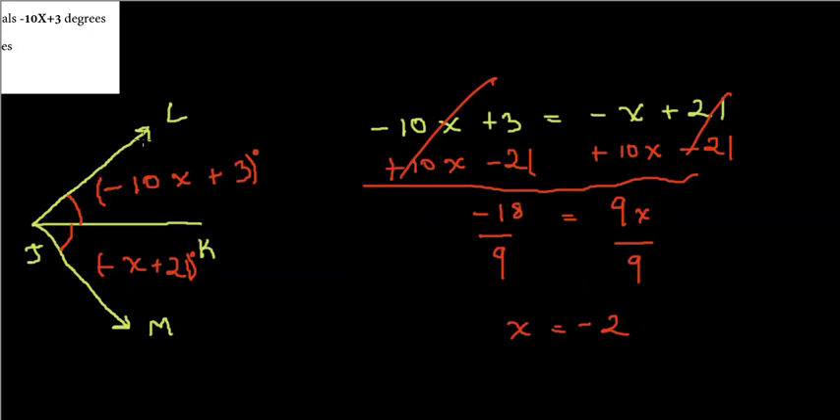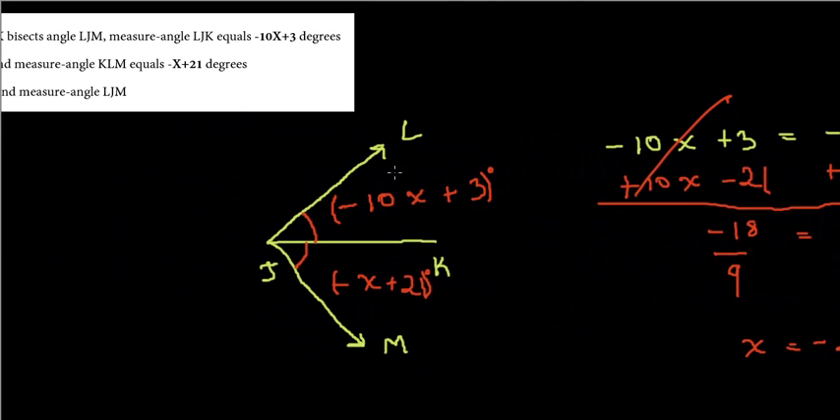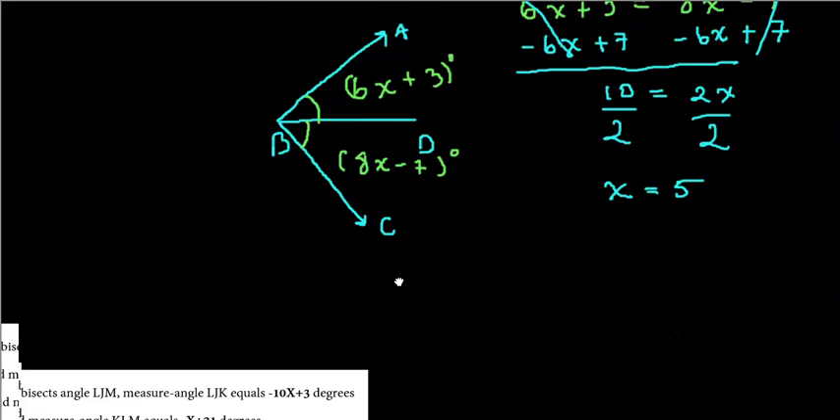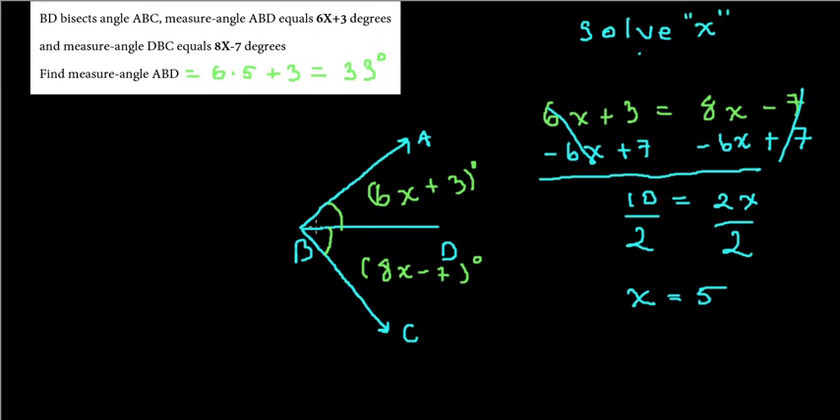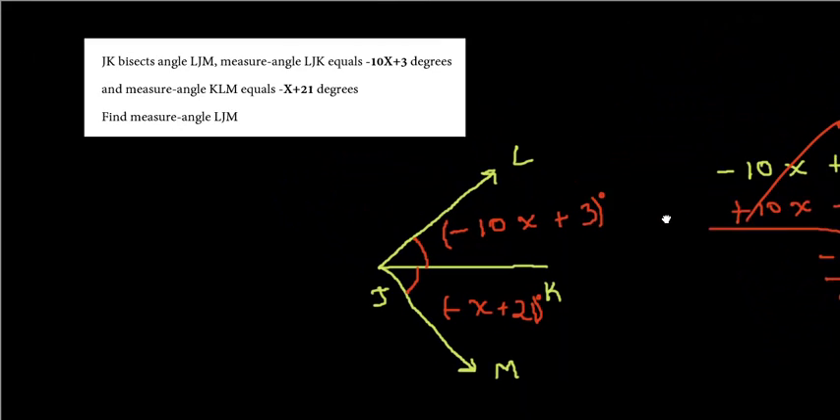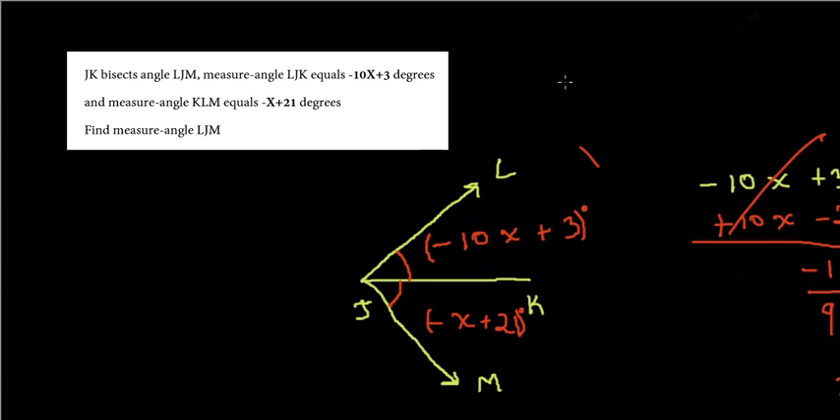But we're not done. The example is asking what is measure angle LJM. A bit of a different problem than what we had before. We just had, in this example, we had ABD. In this example, we're going to have LJM, the entire thing. So this is a bit of a tricky one. We're going to add these two expressions together. So how are we going to do that?